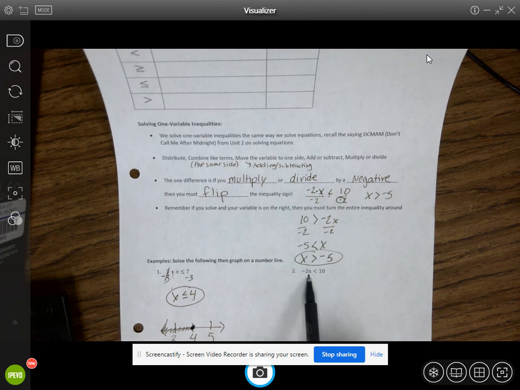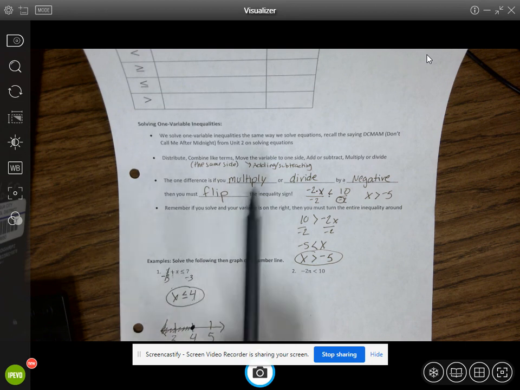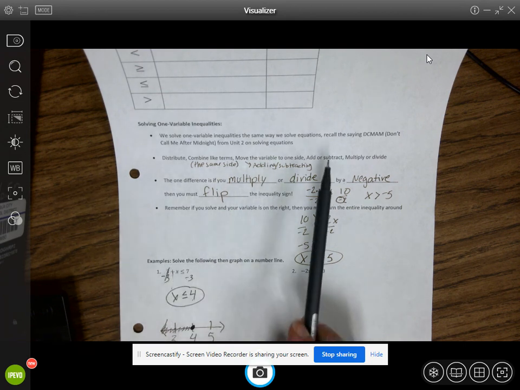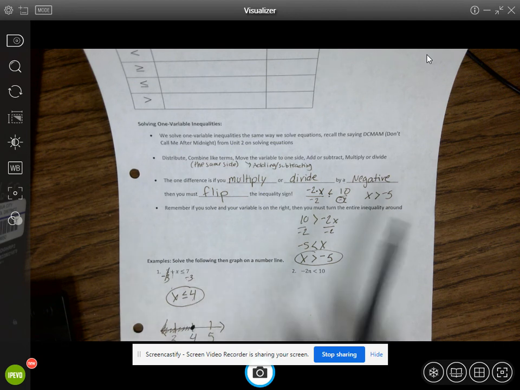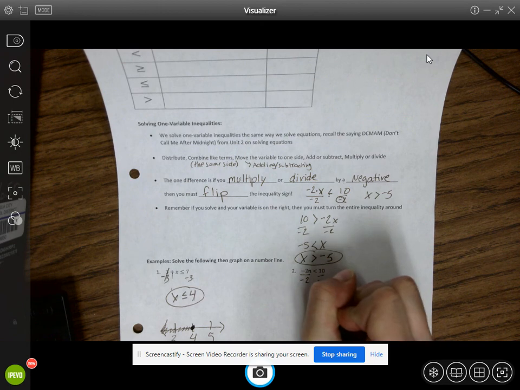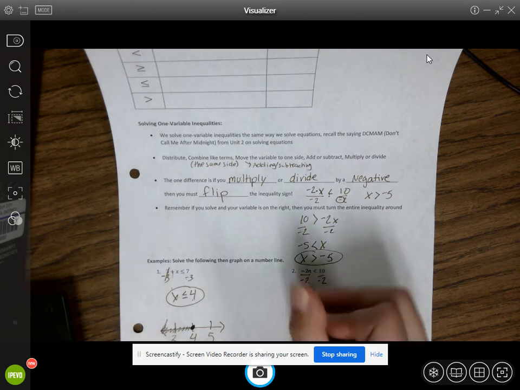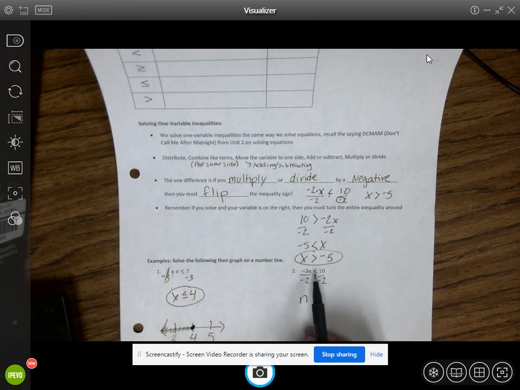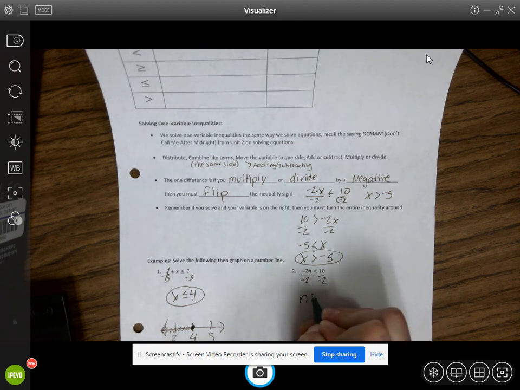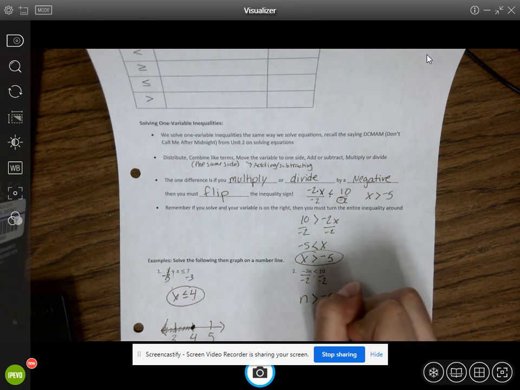Our next one, negative 2n is less than 10. I don't have distributing. No like terms to combine. My variable's already on one side. I don't have any addition or subtraction. I need to go to the multiplying or dividing. I have negative 2n, which is like negative 2 times n. So I need to divide by negative 2. I'm dividing by a negative. What do I need to do? I need to flip this sign around so that it's backwards. And then 10 divided by negative 2 is negative 5.